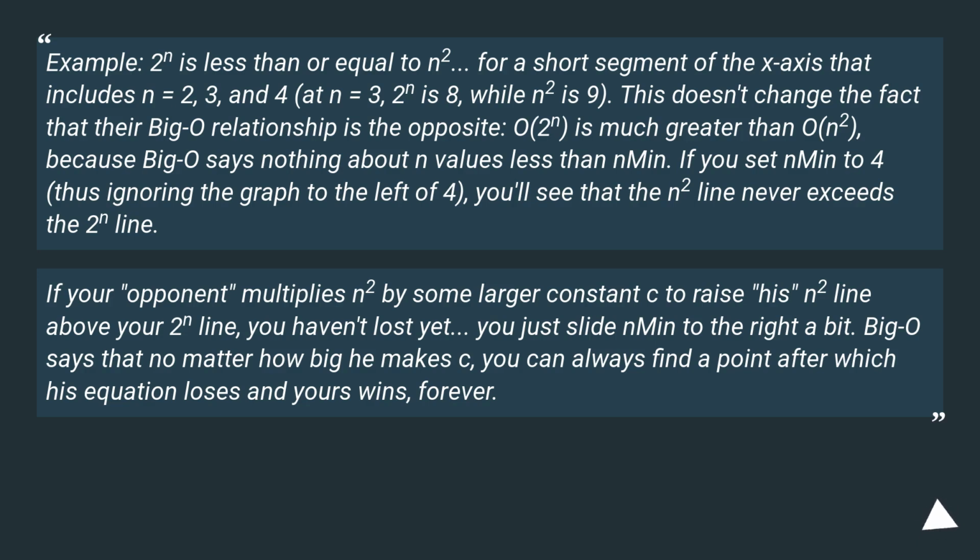If you set n-min to 4, thus ignoring the graph to the left of 4, you'll see that the n^2 line never exceeds the 2^n line. If your opponent multiplies n^2 by some larger constant c to raise his n^2 line above your 2^n line, you haven't lost yet. You just slide n-min to the right a bit. Big O says that no matter how big he makes c, you can always find a point after which his equation loses and yours wins, forever.